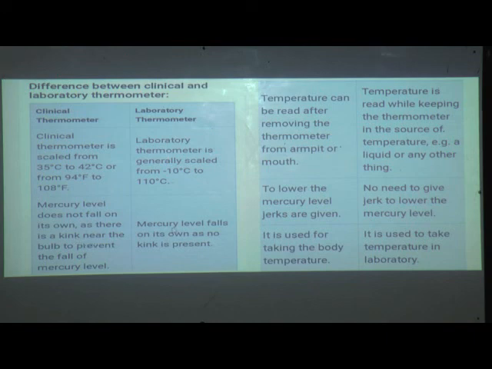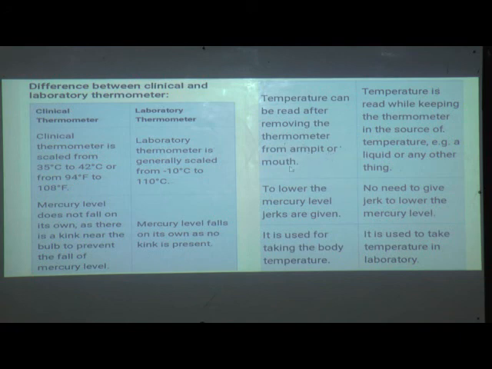But in the laboratory thermometer, what happens? The mercury level falls on its own as no kink is present. The kink is not there. That is why the mercury level falls on its own. So we have to measure the temperature while the laboratory thermometer is in that substance only. Then the third one: the temperature can be read after removing the thermometer from the armpit or mouth.